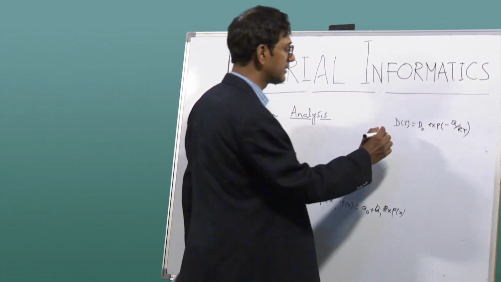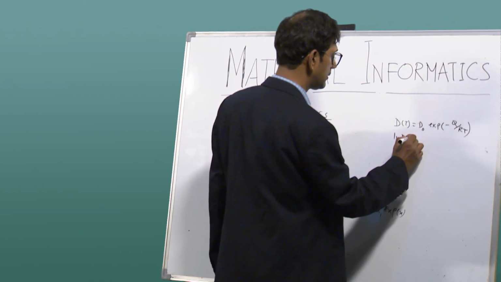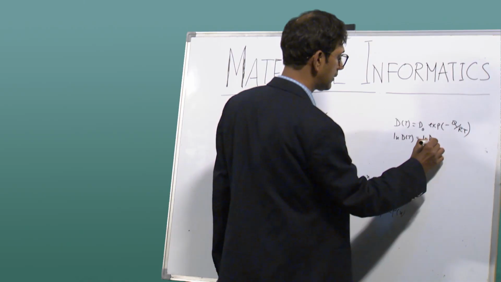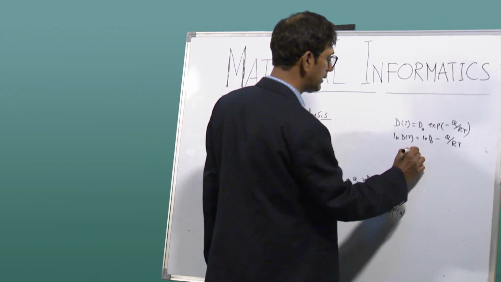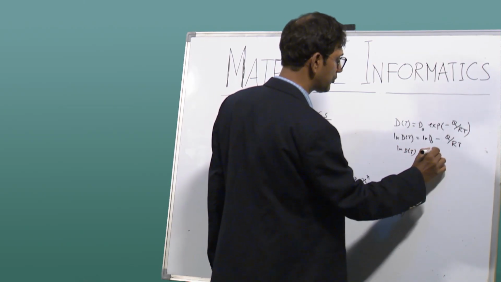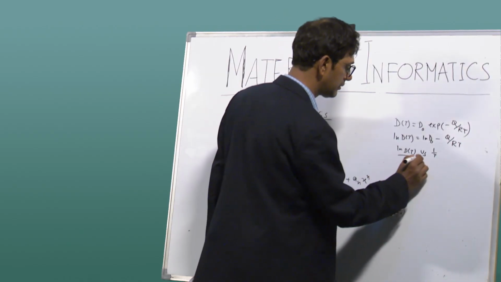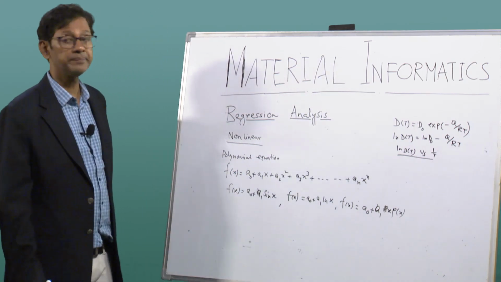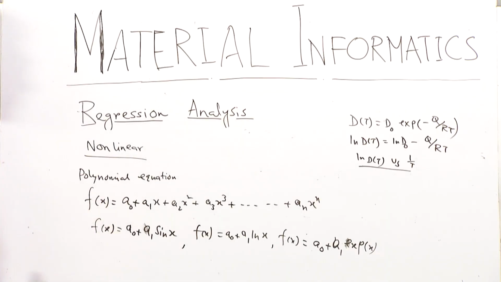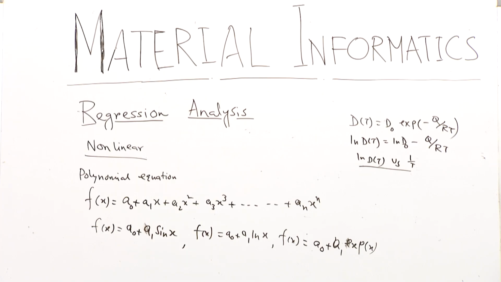So simply you can take log on both sides and make a linear relationship between log of D(T) versus 1 by T. This is possible, right? But this is originally an exponential relationship. So therefore all this comes under nonlinear regression analysis. So how to handle this? Am I clear? That is the question we are discussing: how to handle this nonlinear part of the equation.